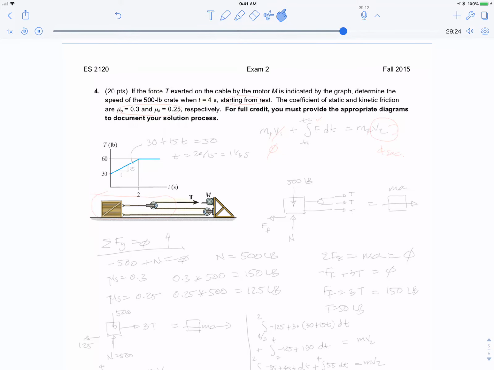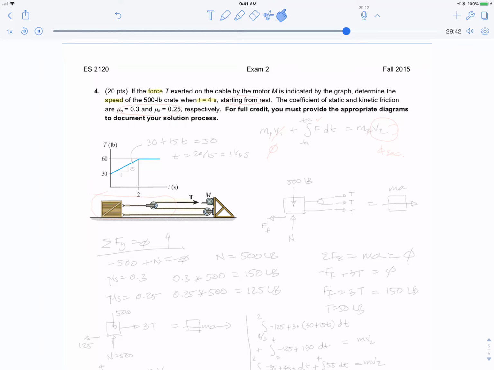On to the last problem. So this problem involves a force, time, and speed. And so that suggests to me that this is going to be an impulse problem. So let's see, a momentum impulse problem. So let's see what we know.